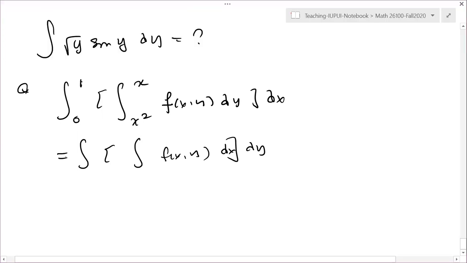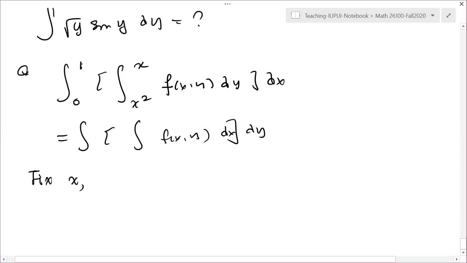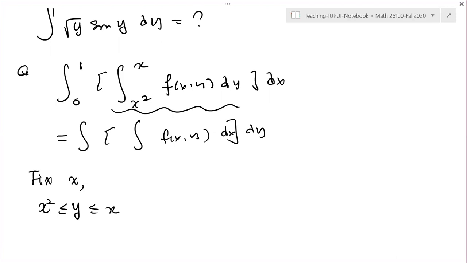So the first thing you have to do is determine the region described by this iterative integral. How do I do that? Look at this: x is on the outside, so I'm going to fix x. And what is the y value? The y value is between x squared and x, for the fixed x, working on the inner integral.